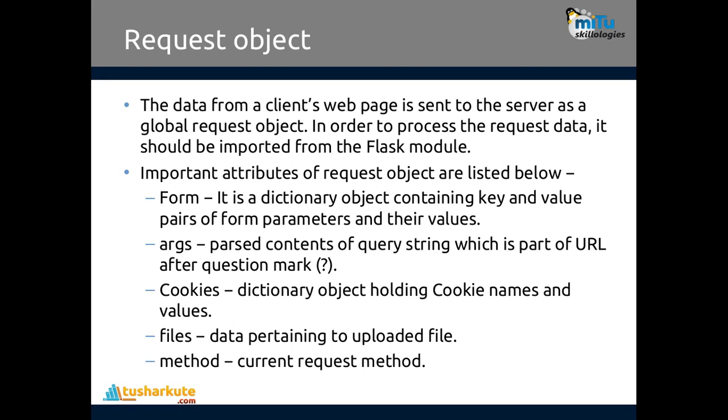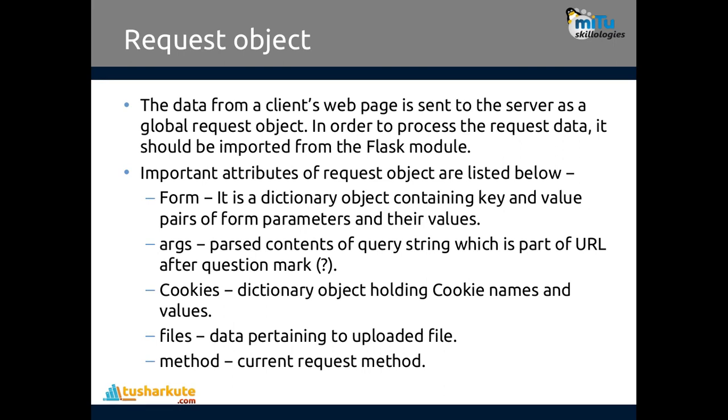Then the second is args. What does it contain? It contains the parsed content of a query string, which is the part of the URL after the question mark. You might have seen that when you pass some information in text boxes, that information passes through the URL. It goes to the URL on the top, and by using a question mark parameter, that information is passed from the client to the server. If you want to extract that, we will make use of args.